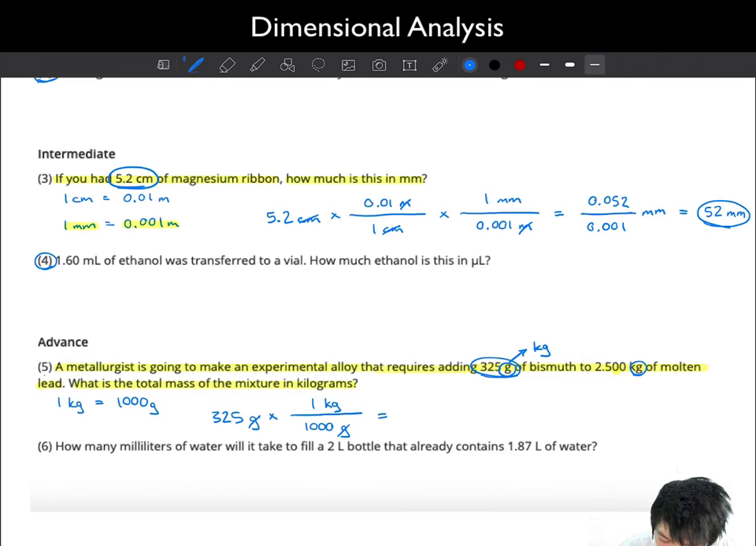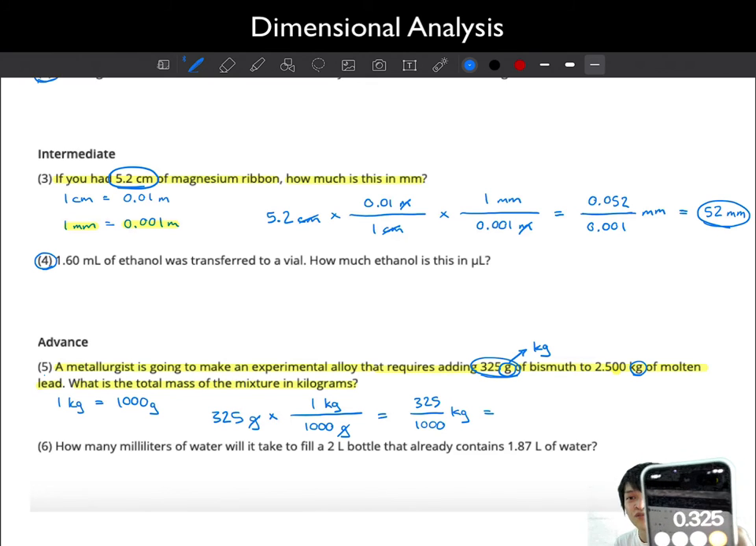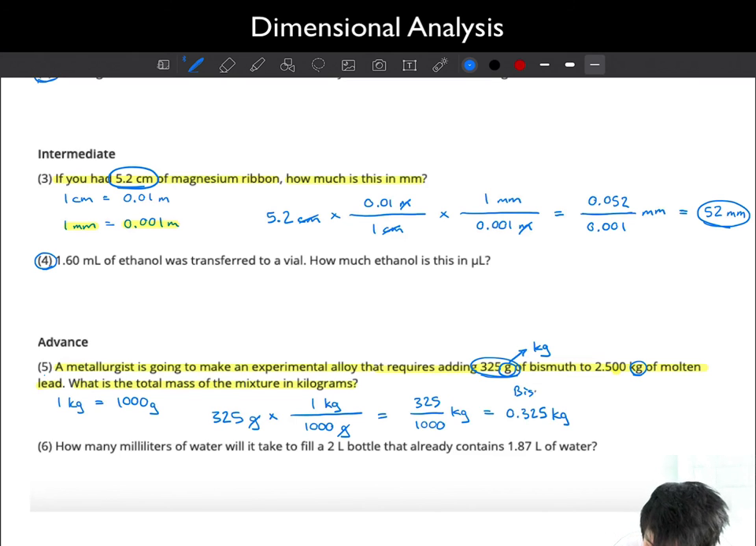So what we have is 325 times 1, which is going on the top. And then the thing that goes on the bottom is just the 1,000. That's the only thing that's on the bottom. And then we have kilograms. So we just want to simplify this. 325 divided by 1,000, if you type it in a calculator, we get 0.325, which makes sense, right? And that's kilograms. So we have the bismuth. And then we have the lead. The lead is right here.